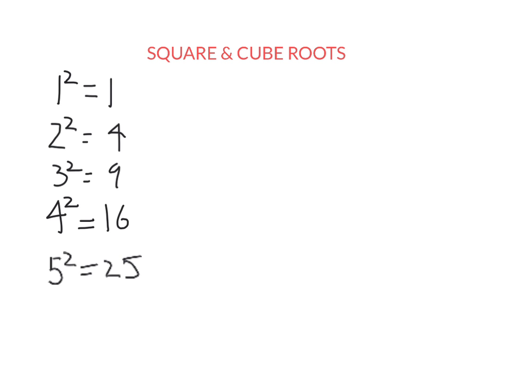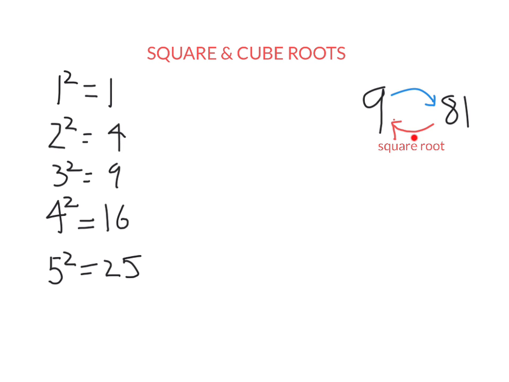Well, it turns out that square root undoes squaring. So for example, if I take the number 9 and I square it, I get 81. And that's because 9 times 9 is 81. But if I square root 81, I go back to 9. So if you square a number and then square root it, you're back where you started.